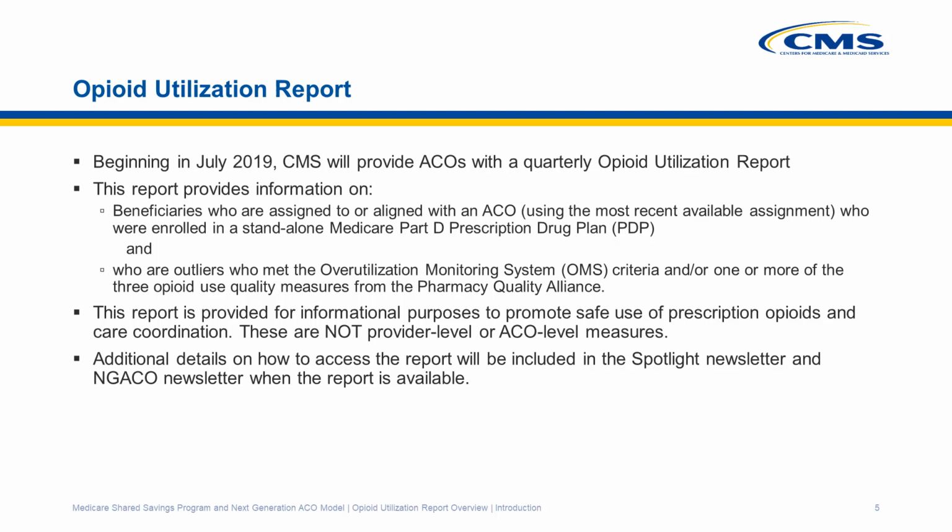and/or one or more of the 3 opioid use quality measures from the Pharmacy Quality Alliance. The information provided in these reports only applies to beneficiaries who have Part D coverage. There could be other beneficiaries with high utilization who do not appear on the reports because they do not have Part D coverage. This report will be provided for informational purposes only and is not part of the annual quality performance score. Additional details on how to access the reports will be included in the Spotlight newsletter and NG-ACO newsletter when the report is available.